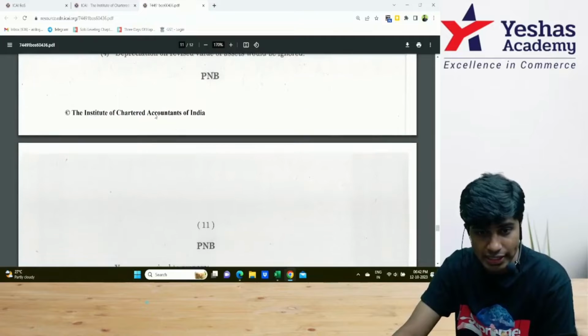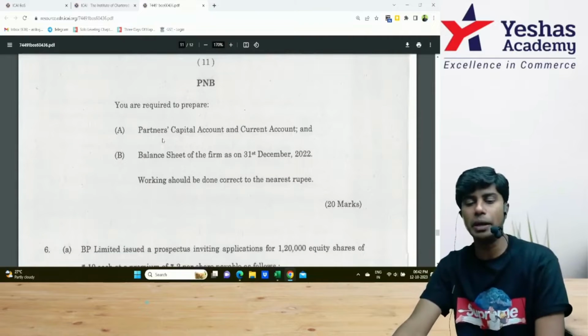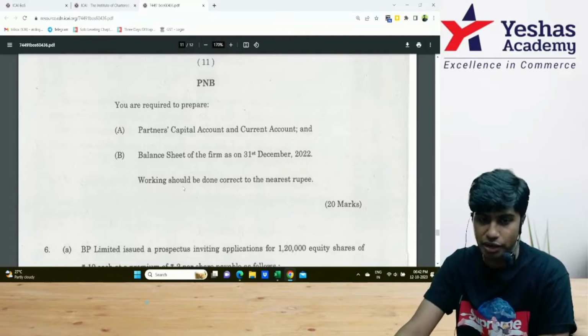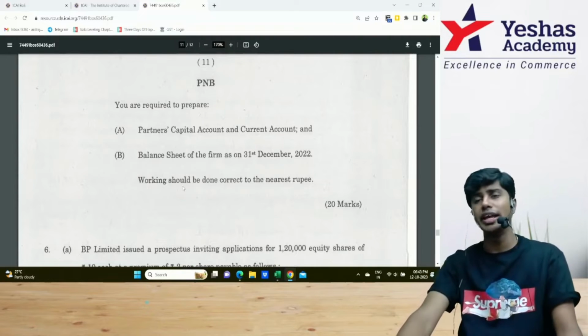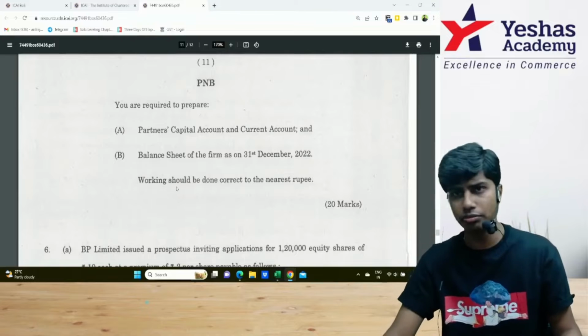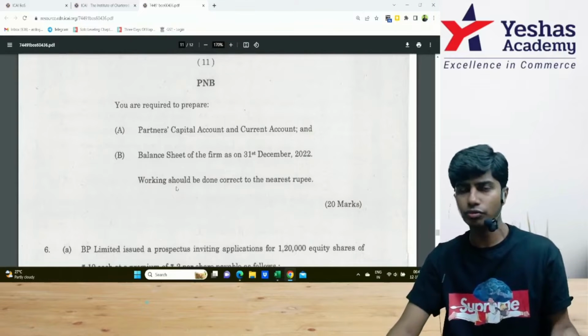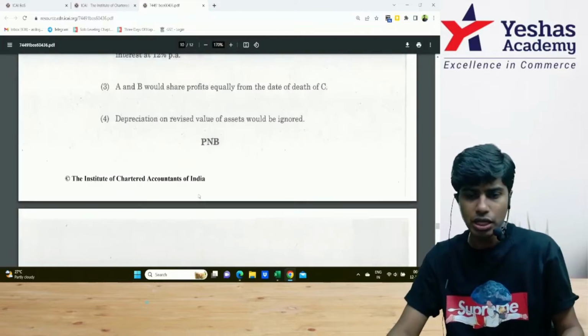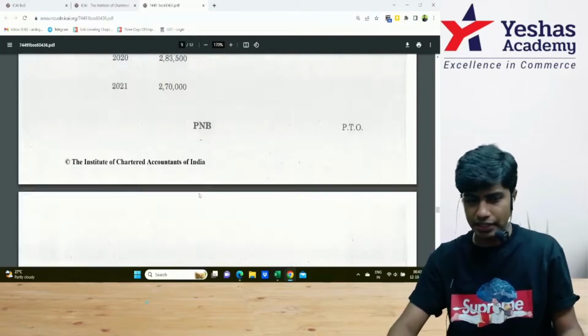Okay, see what is it that they want you to prepare. They want you to prepare partner's capital account, partner's current account, balance sheet of the firm, and all the working notes should be done to nearest rupee. So round it off to nearest rupee. Round up or round down, whichever is closer. More than 0.5 next rupee, less than 0.5 previous rupee. So let's start. Partner's capital, partner's current, and this.